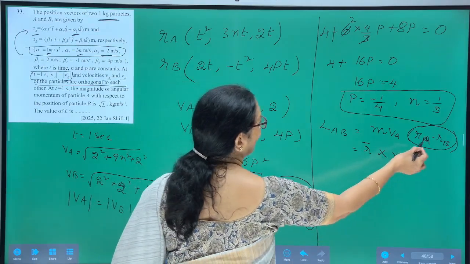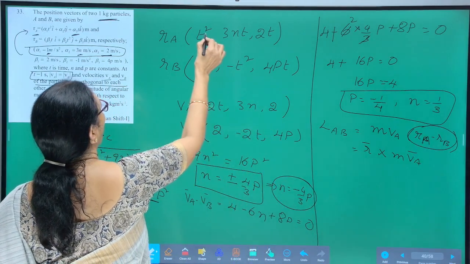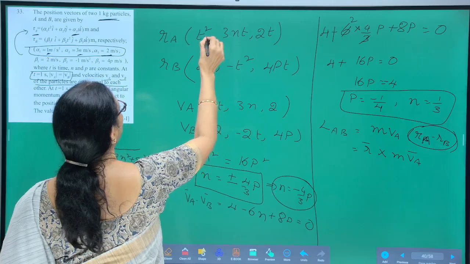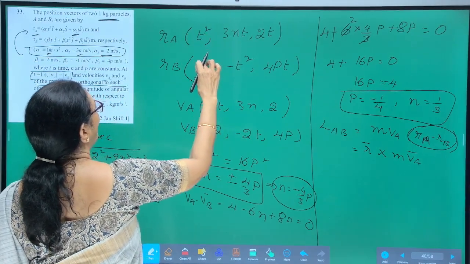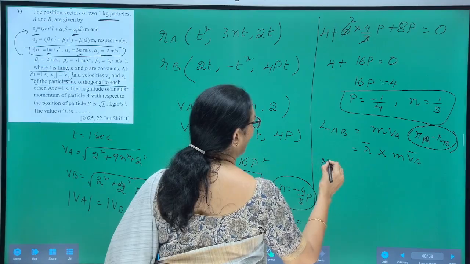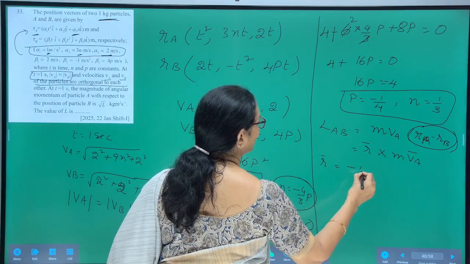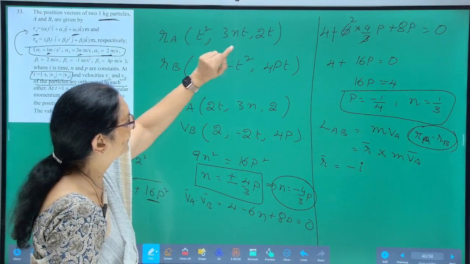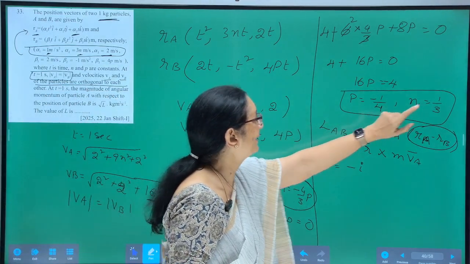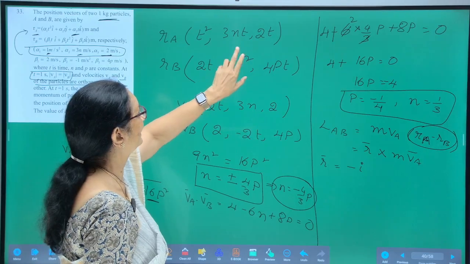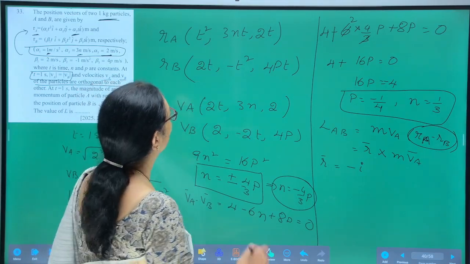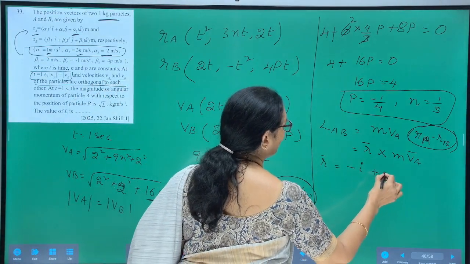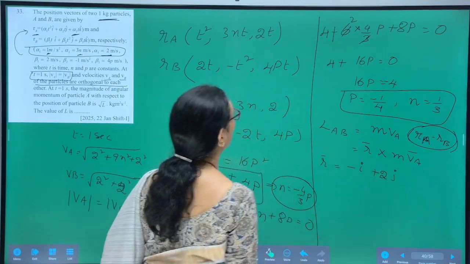R bar is RA minus RB. So, RA minus RB at t is equal to 1. So, at t is equal to 1, 1 minus 2. So, R bar is equal to 1 minus 2 is minus 1, that is I bar. 3n, what is the n value? 1 by 3. 3 into 1 by 3 is 1, t is 1. So, 1 minus of minus 1, it becomes plus, so plus 2j.